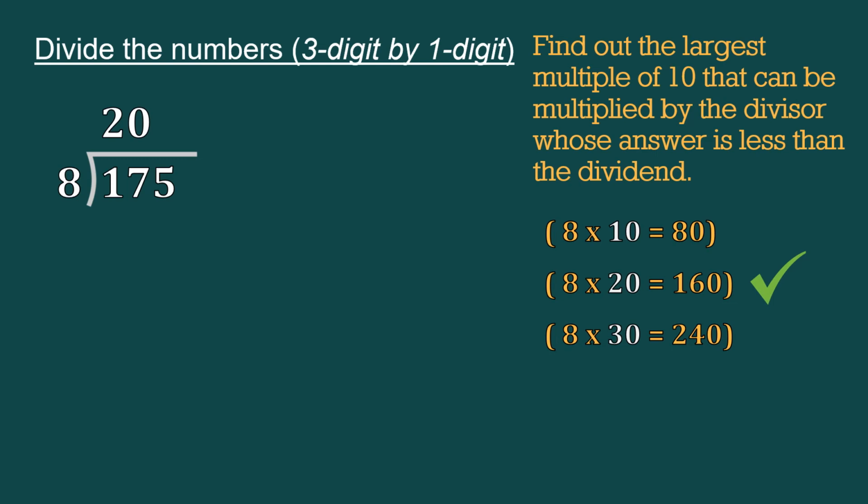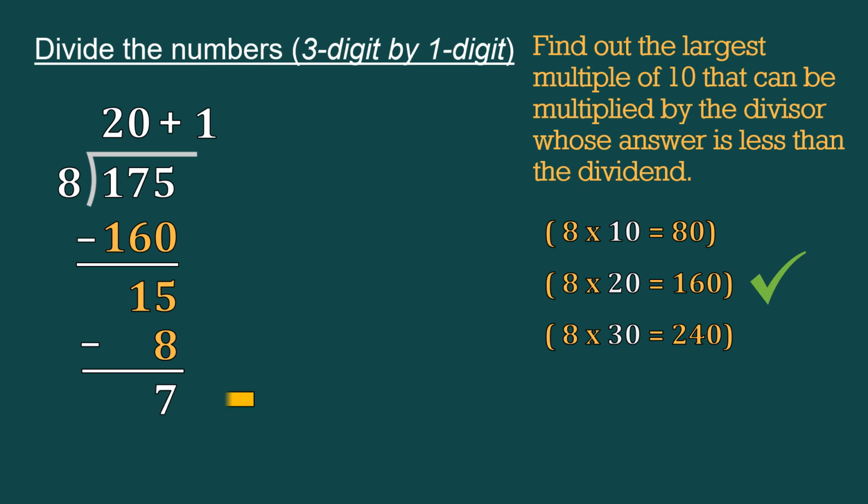We subtract 160 from 175. We get 15. We divide 15 by our divisor 8 and we get 1 as another partial quotient. We get the product of 1 and 8 and subtract the result from 15. It is equal to 7. 7 is our remainder. Now, we get the sum of the partial quotients.